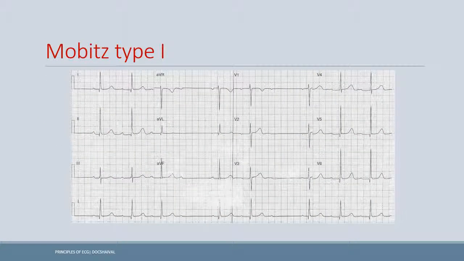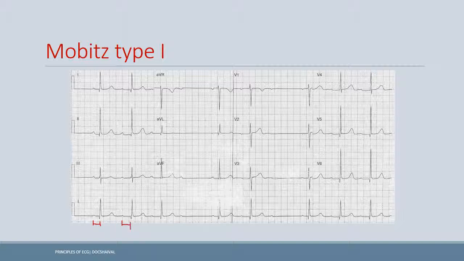So now let's see the real world ECGs of the AV blocks, and I have included links of all these ECGs in the description below. Okay, now what is in the Mobitz type 1, can you recall? Yes, in the Mobitz type 1 we have the Wenckebach phenomenon, and in this we can see that we have the PR interval being prolonged.